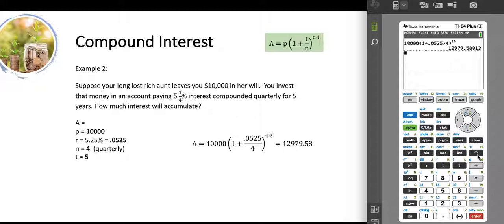Okay, I feel like I skipped over that. I just want to show you when we're raising something to a power, you're using this caret button, like 6 to the 5th power. You're using the caret button to get 6 to the 5th. Okay.